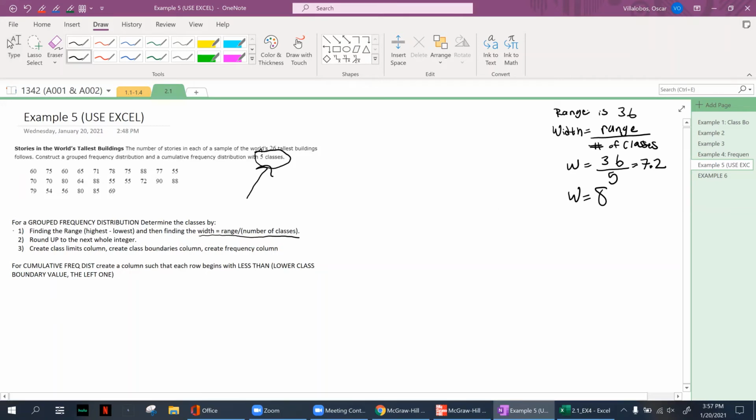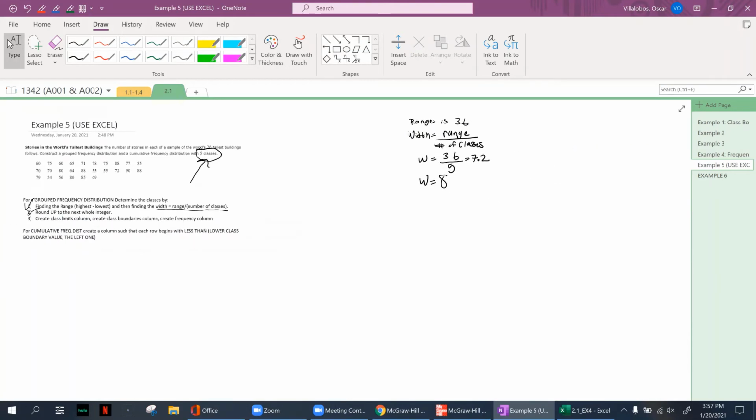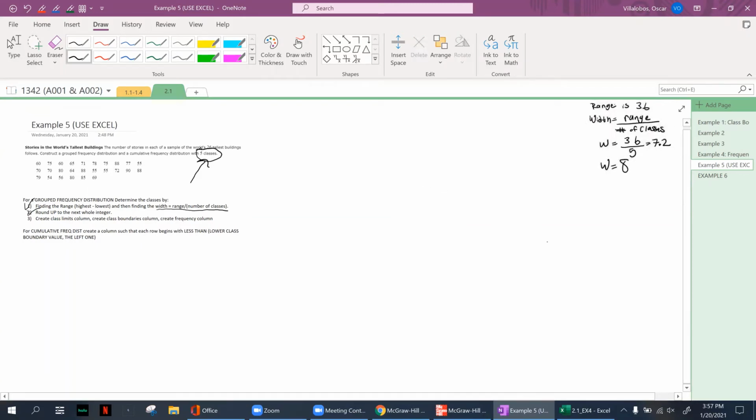So we've already found the range. I already rounded up to the next whole integer. Now I need to go ahead and create the limits column, my first column, right? We already know the class is 5, so there should be 5 rows. So this here is going to be class limits. And the class limit starts from the lowest value that we found.